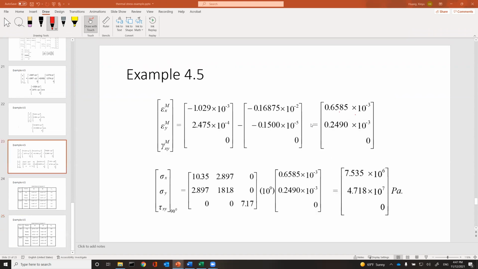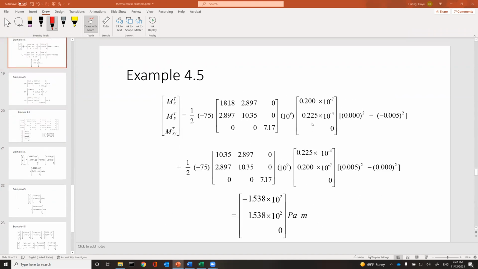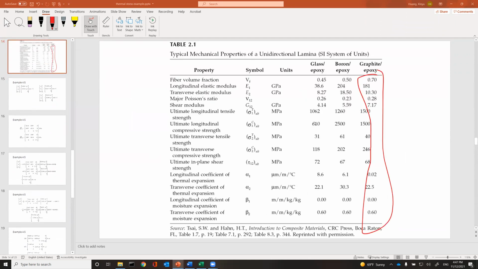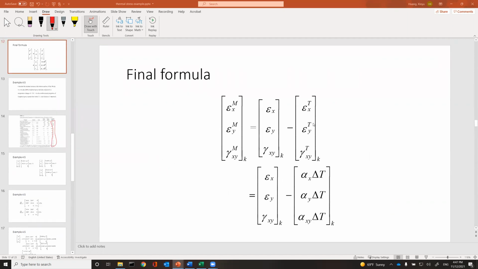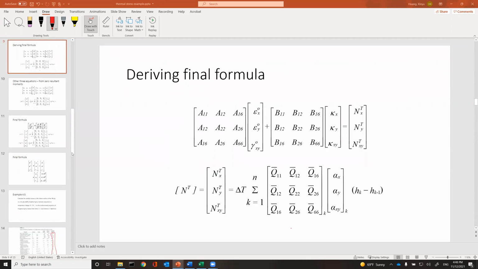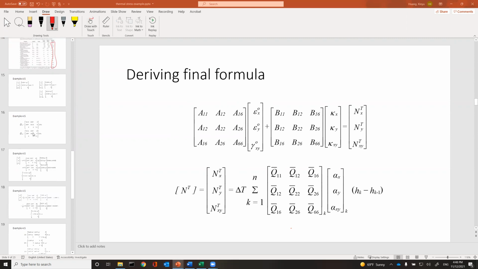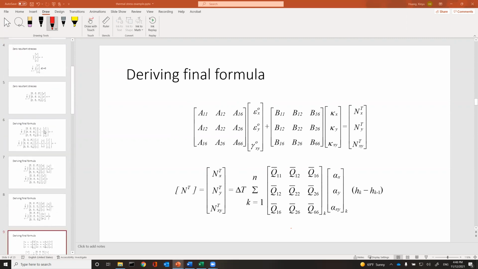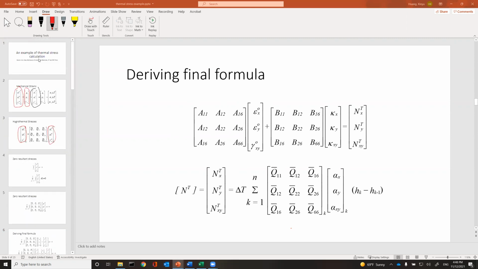Any other questions and comments? All right, if you don't have any comments, I'm gonna close down here. I'll upload the recording, and I'll upload this set of slides. I named it Example of thermal stress calculation. You can just download it and work on it. Okay.